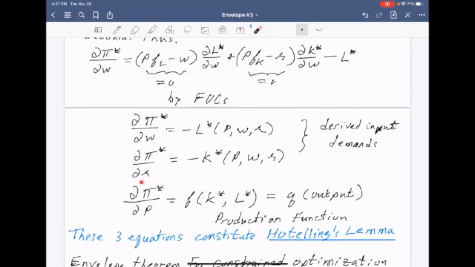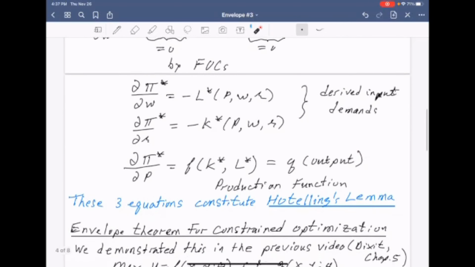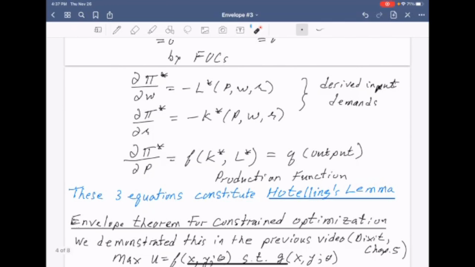If we do it with respect to the output, what we do is we get back the production function, which is simply Q, or output. Now these three equations, these here, constitute what is known as Hotelling's lemma.